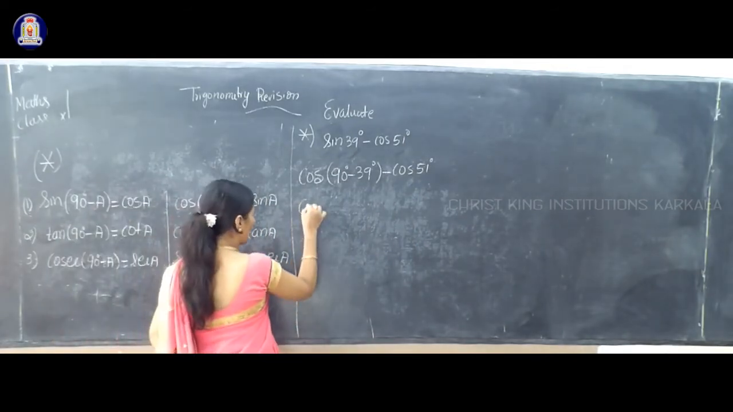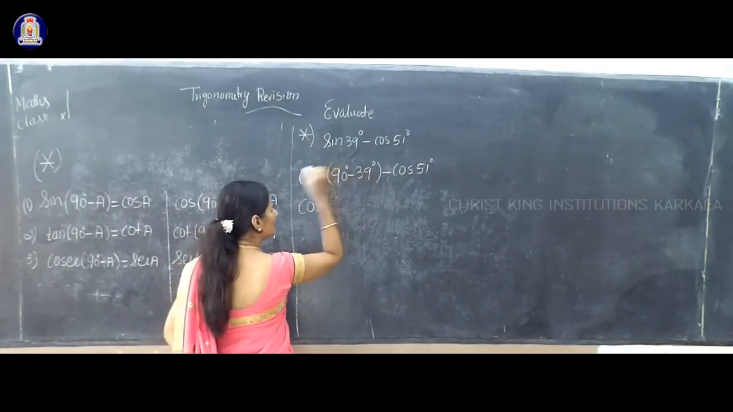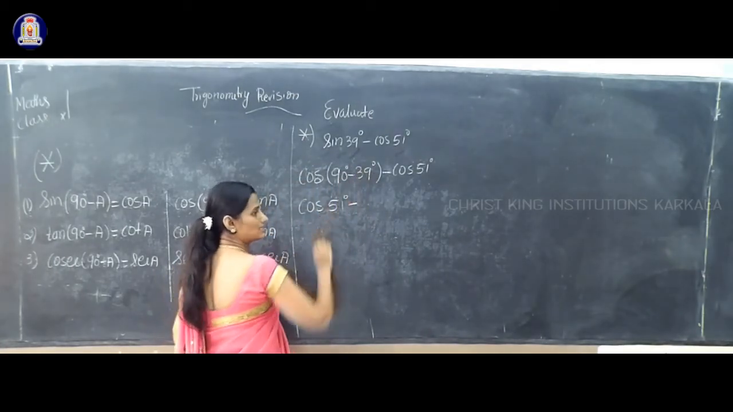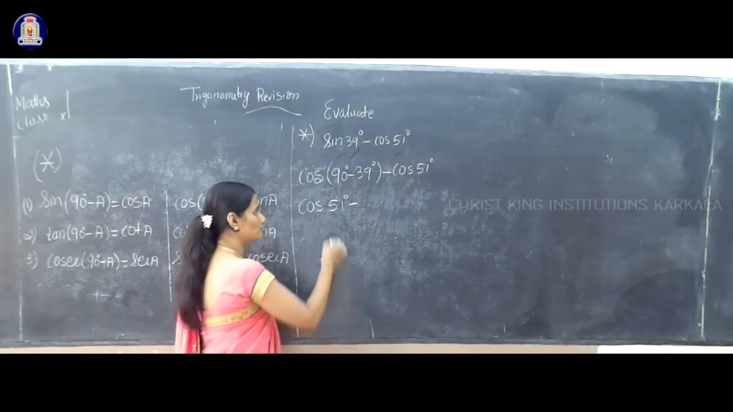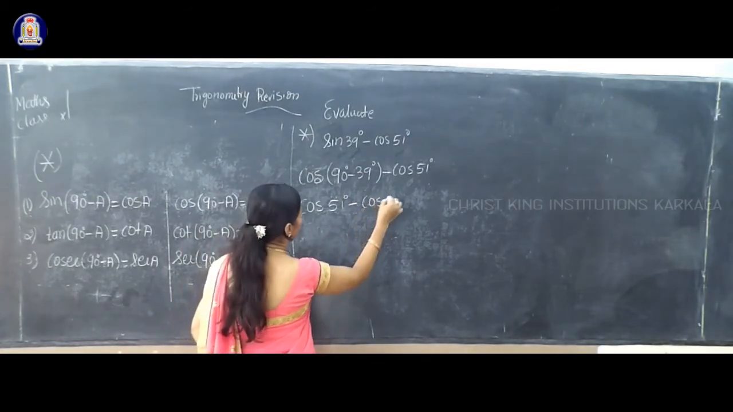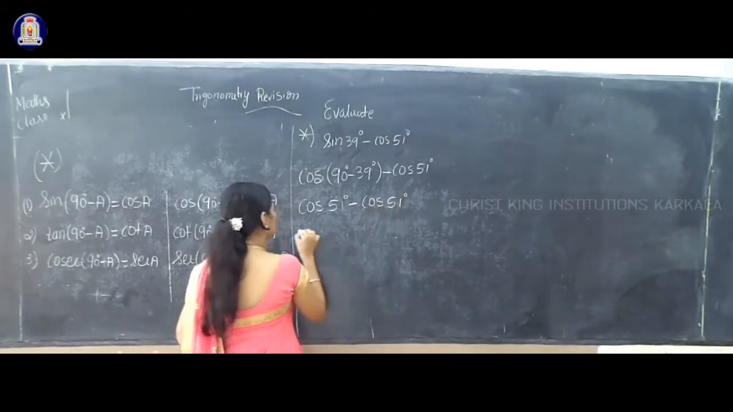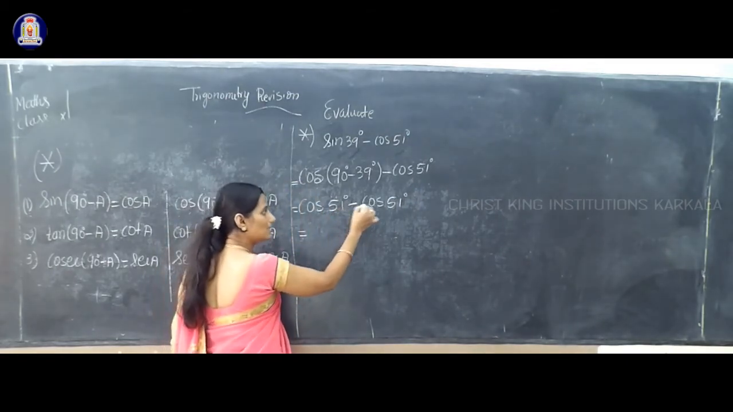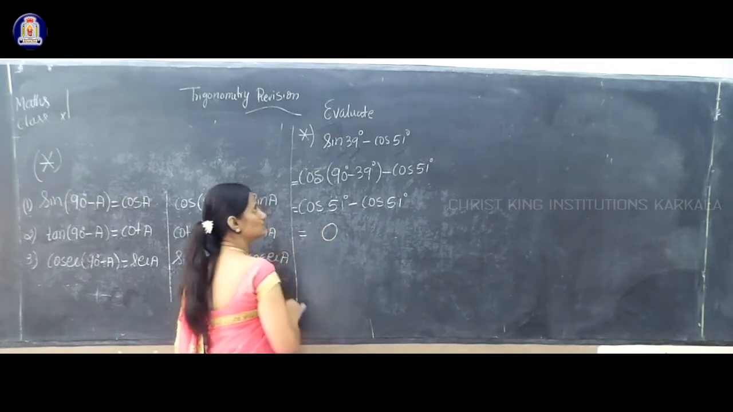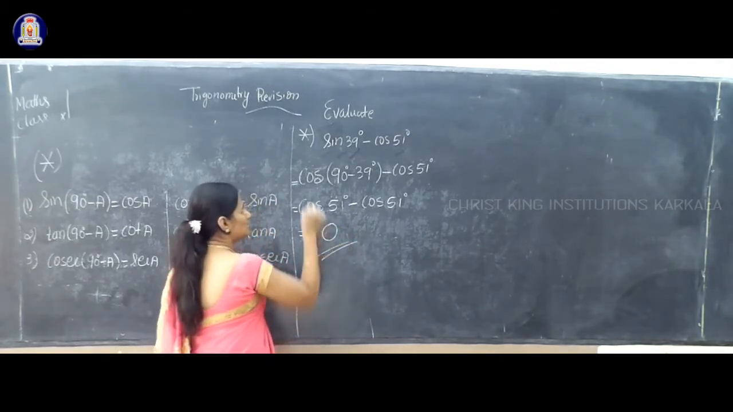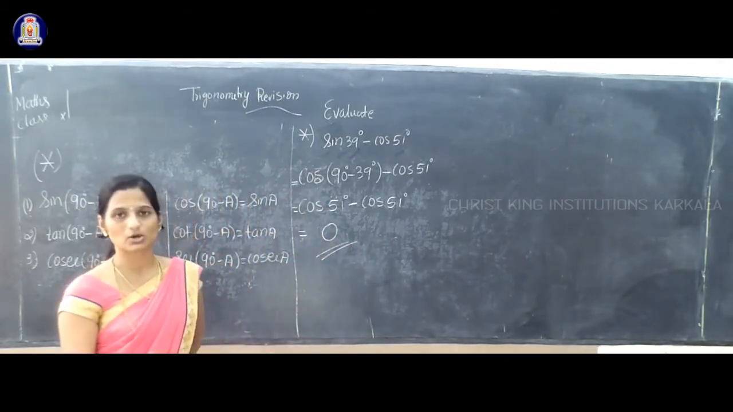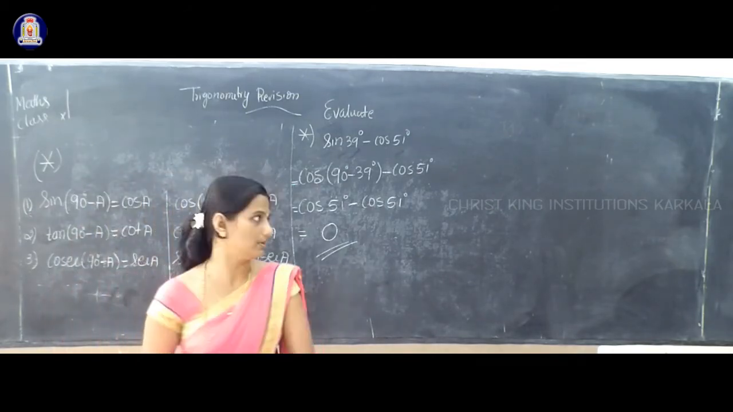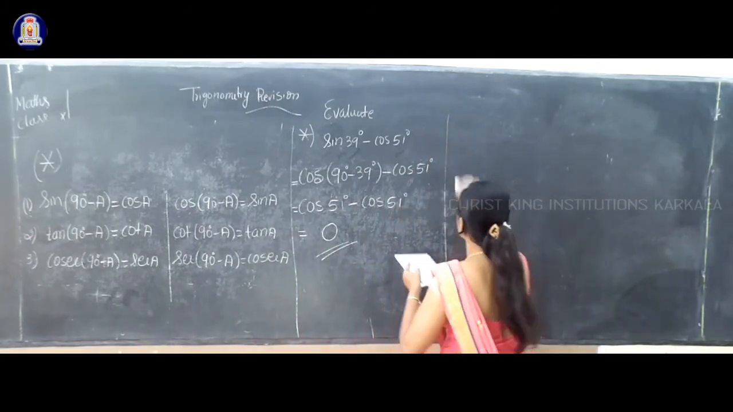Now, next, cos of 90 minus 39 is what? 51 degrees. 90 minus 39 subtraction is 51 degrees, minus cos 51 degrees. So how much is it? It is equal to cos 51 degrees minus cos 51 degrees, which is equal to 0. So what is the answer of sin 39 minus cos 51? That is equal to 0, and it is important for 1 mark. So now next question.